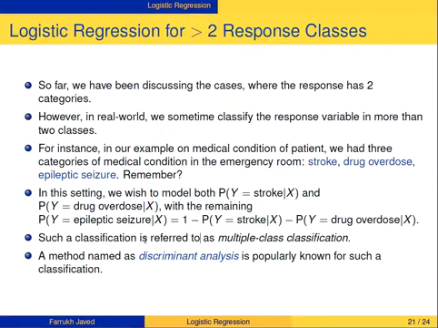And such a classification is referred to as multiple class classification when we have more than two classes. And the method named discriminant analysis is popularly known for such classifications. We are not going to discuss this in detail in this course, but just to give you an idea that when you have more than two classes, you have to somehow resort to discriminant analysis.